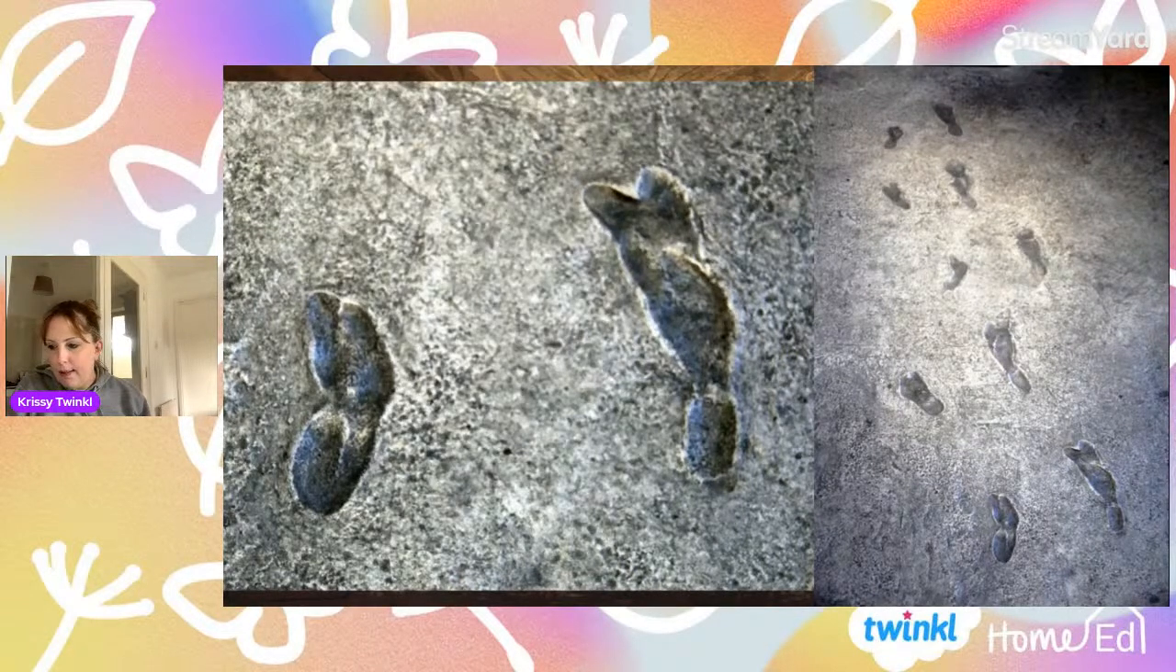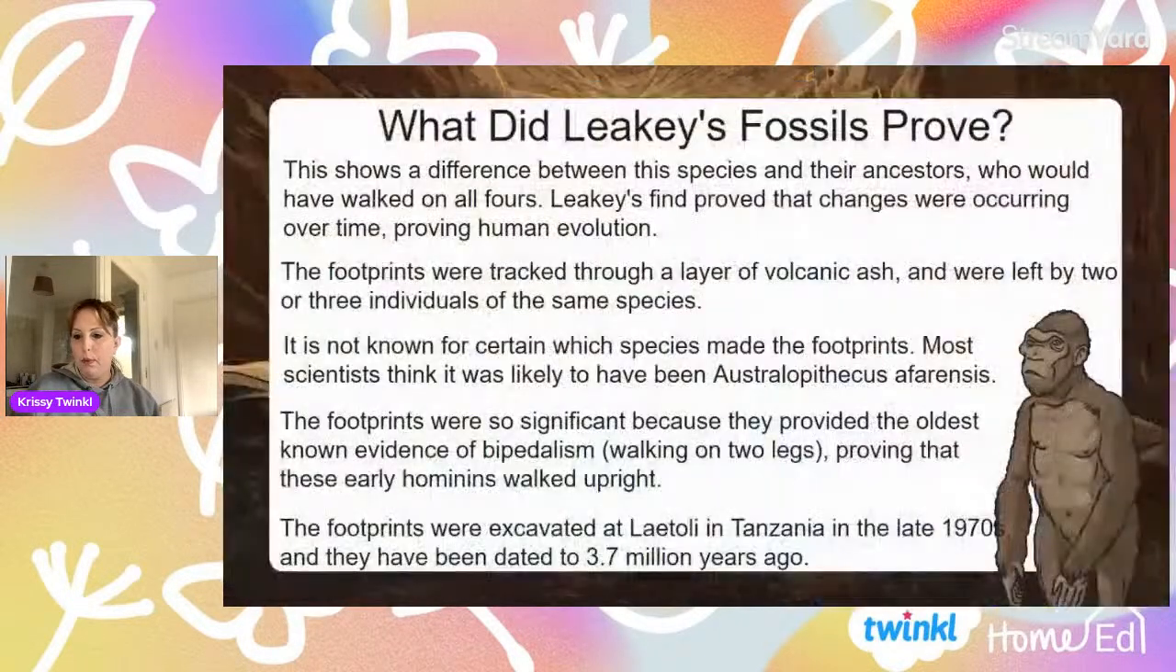And you can see as the people have walked, it looks like two different people have walked together alongside each other, because you can see the left, right, left, right, left. And it isn't two toes. It does look a bit like two toes, but it's just potentially where it's smudged in the mud. Scientists think that it would still look like feet. But basically, it does prove, as we've said, that changes did occur over time, that humans have evolved.